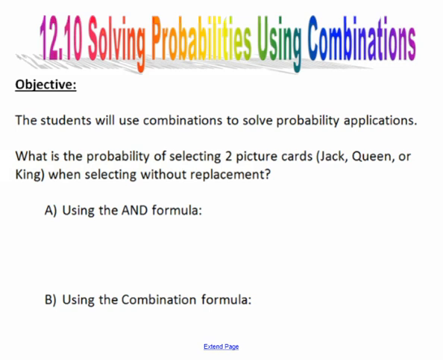Well, hello. Today we're going to be finishing up our time with probabilities, and specifically we're going to look at some probabilities involving some combinations. Okay, so let's just get right to it. What's the probability of selecting two picture cards?